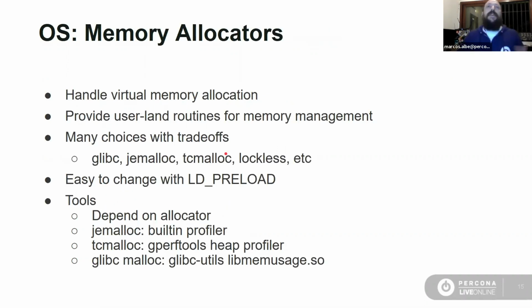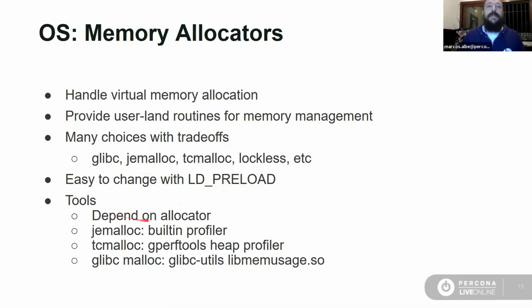So next on the OS is the memory allocators. These handle the virtual memory allocation and they provide user-land routines for memory management. There are many choices. Each has its own trade-offs. Our favorite is usually jemalloc, Google's own tcmalloc, and then we also have glibc from the Linux distro. Very easy to change by setting the LD_PRELOAD environment variable.